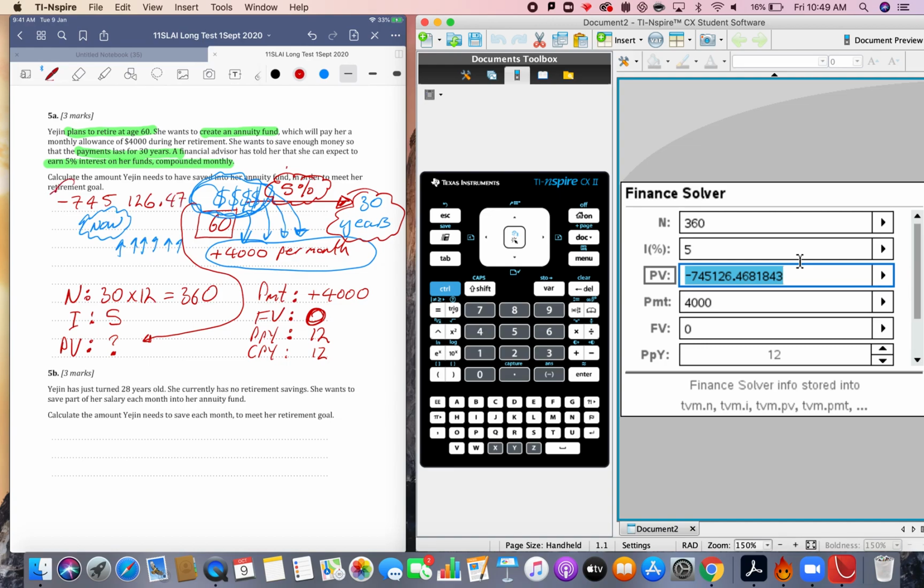745,126.47. So it's negative because that's money that needs to be saved, put into a bank, so it's money flowing away from her. So the final answer here that we want is 745,126.47. Is it dollars? Yeah, dollars. Okay, so that big pot of money is close to $750,000. That will last 30 years if we draw down $4,000 per month for 30 years. And don't forget, that big pot of money is actually going to keep earning 5% all the way into the future. Okay.